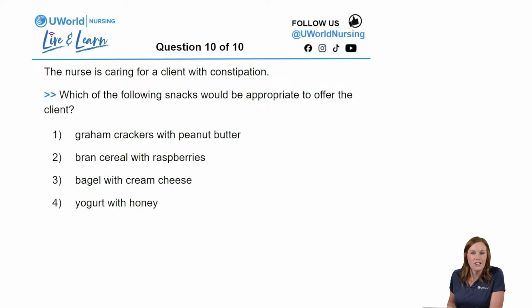Okay, the nurse is caring for a client with constipation. Which of the following snacks would be appropriate to offer the client? Option 1, graham crackers with peanut butter. Option 2, bran cereal with raspberries. Option 3, bagel with cream cheese. Option 4, yogurt with honey. All right, 30 seconds. Let us know what you think.